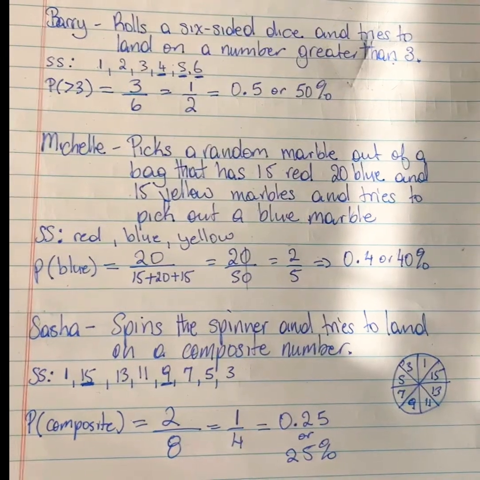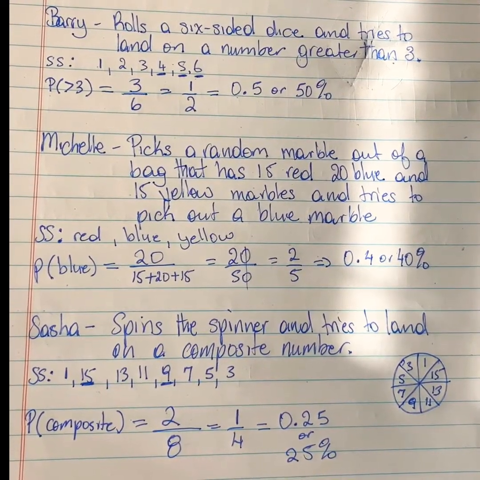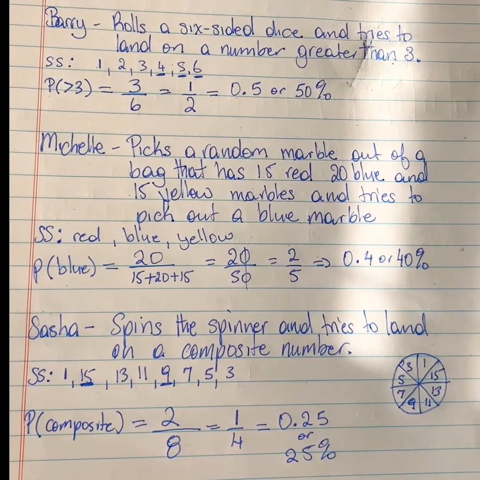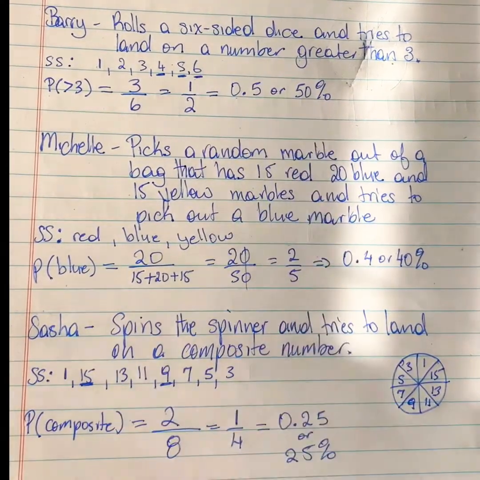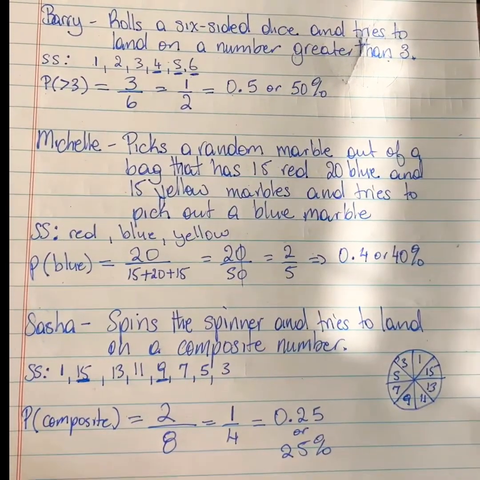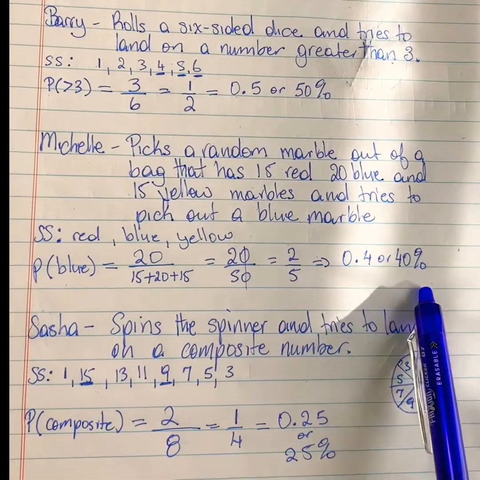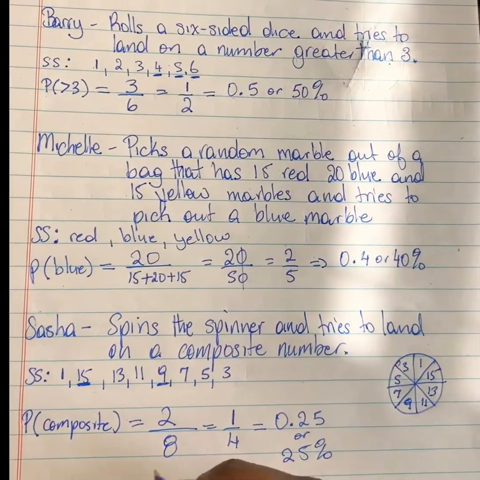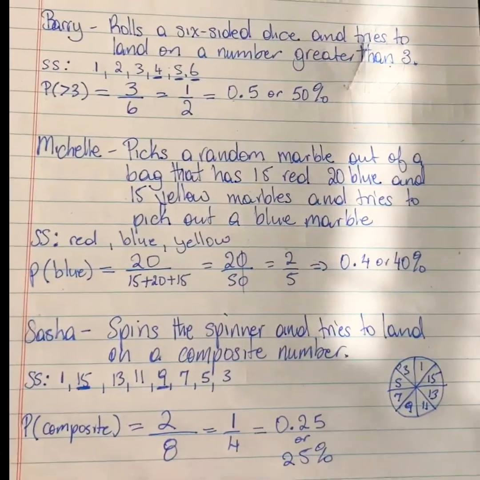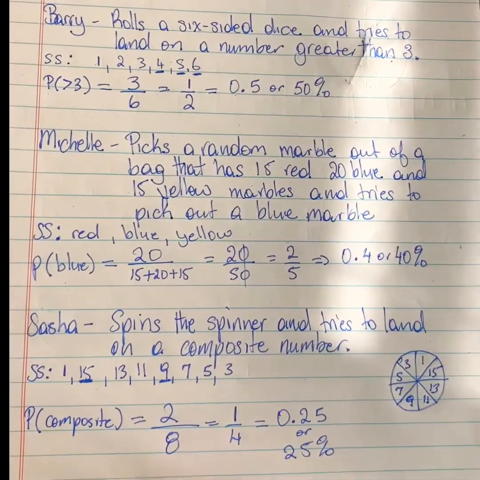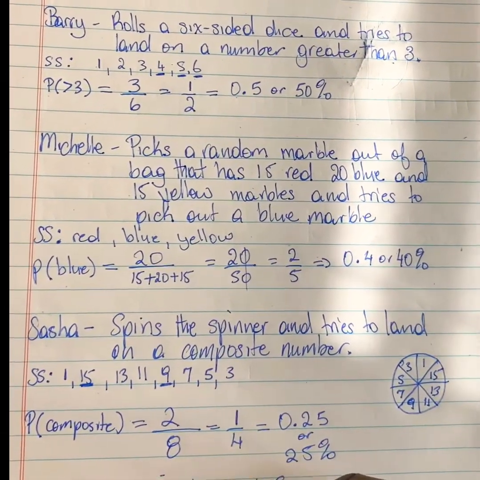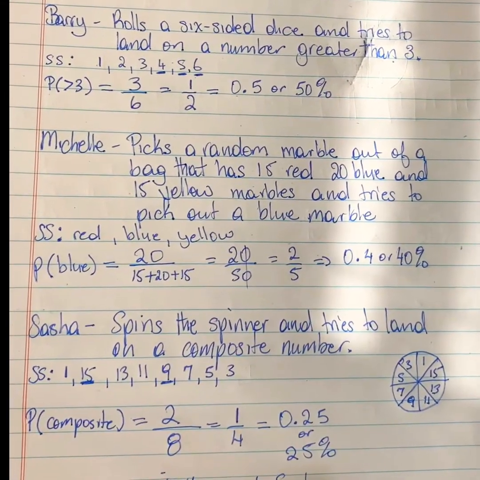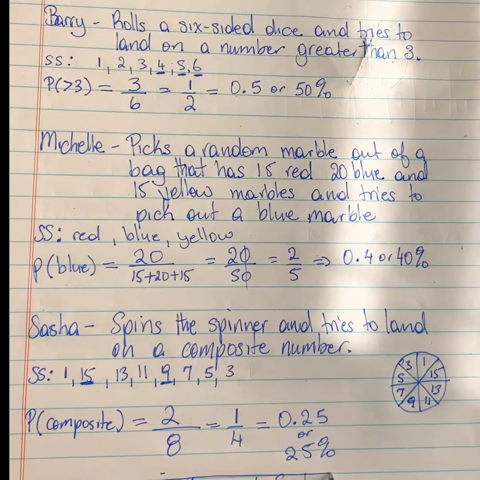And then the problem says, order the names from the person whose probability will be most likely to the person whose probability will be least likely. So most likely would be the highest percentage, which is Barry. So I'll just put Barry's name first because we're writing them in order. Then Michelle has a 40% chance that her event will happen, so Michelle is next. And finally, we have Sasha, because Sasha has a 25% chance that her event will happen. So the answer to the problem is right here.